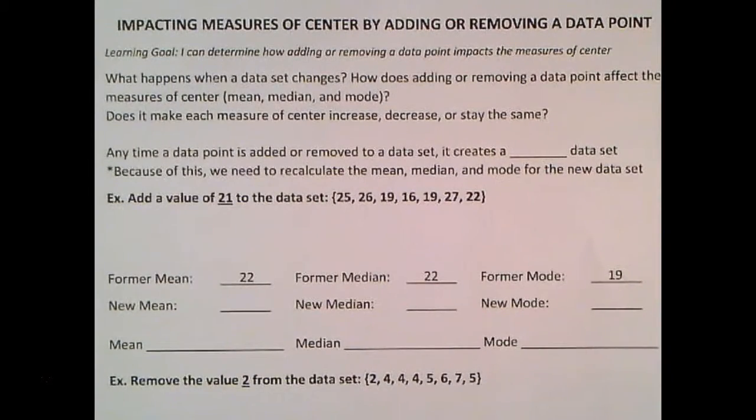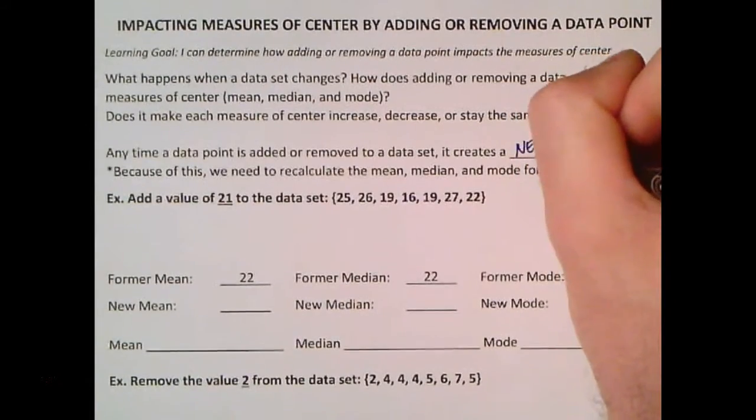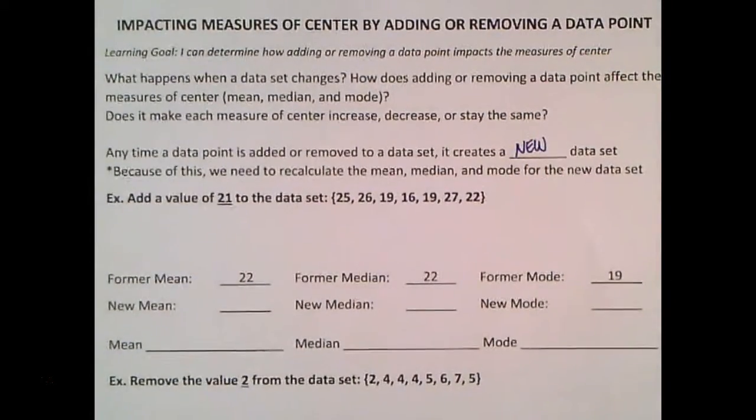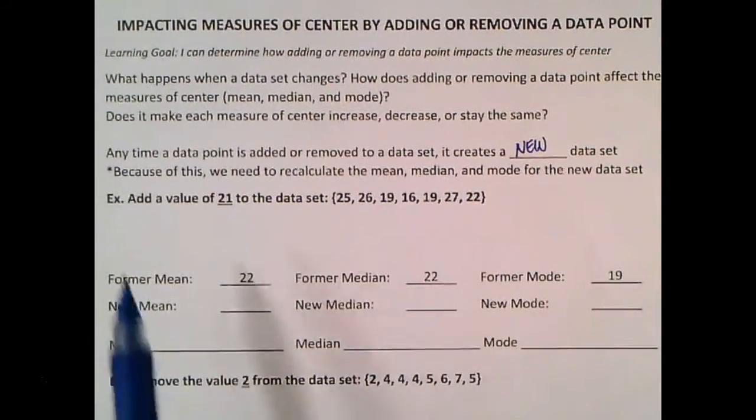Anytime a data point is added or removed to a data set, it creates a new data set. The old one doesn't matter anymore, other than do we increase, decrease, or stay the same. But the old one doesn't matter because you have new information that you're adding into it or taking out of it. That changes it, creates a new data set. So because of this, we need to recalculate the mean, the median, and the mode for the new data set.